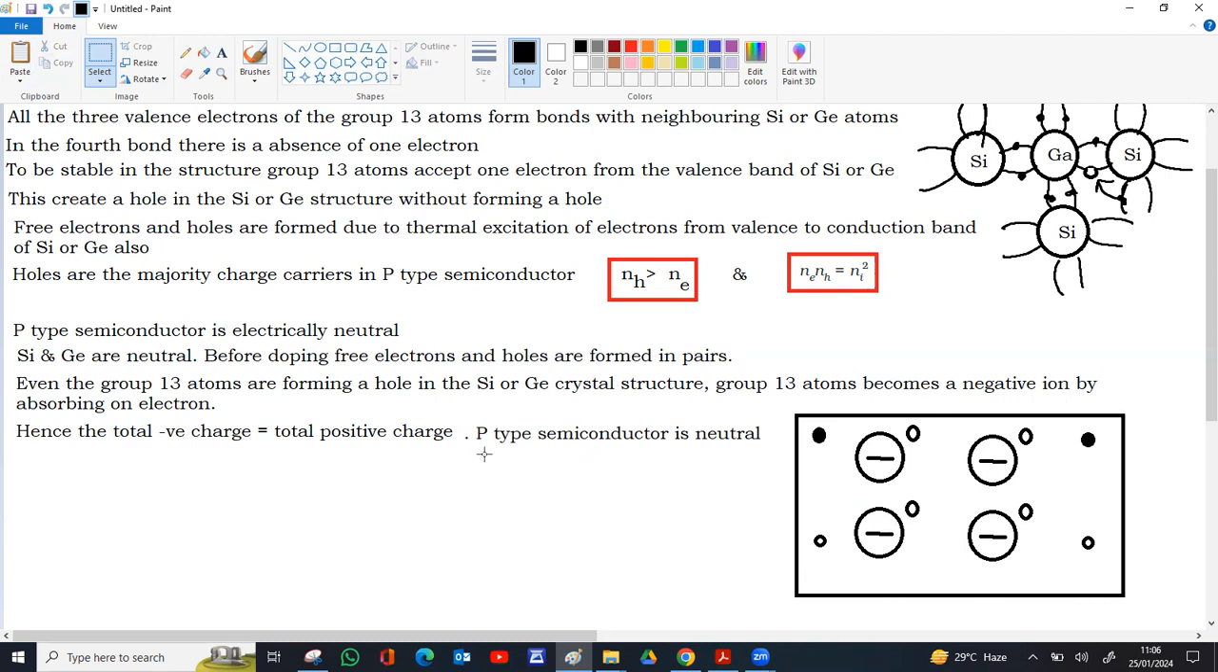It is called p-type semiconductor because the majority charge carriers are holes. 1, 2, 3, 4. There are 6 holes and 2 free electrons. Since holes are the main charge carriers, the material is called p-type, where the charge is positive, not because the material is electrically positive. In the same way, n-type semiconductor is known as n-type because the charge of the majority charge carriers, free electrons, is negative, not because the material is electrically negative. Both n-type and p-type are electrically neutral.